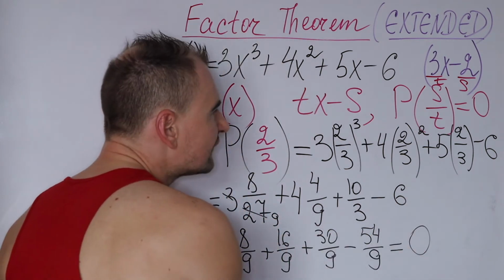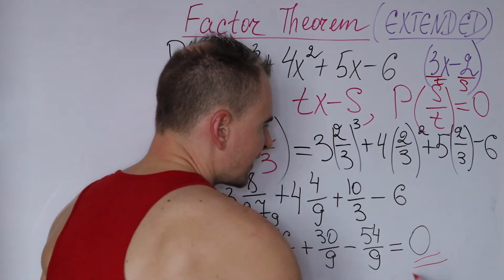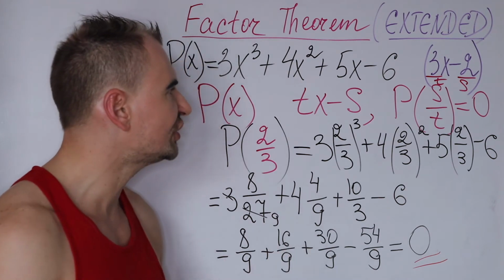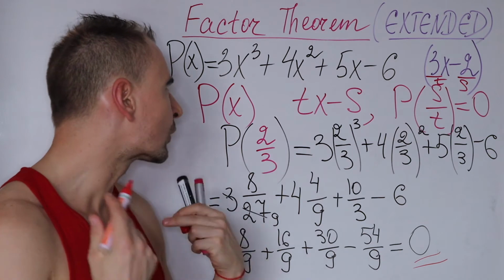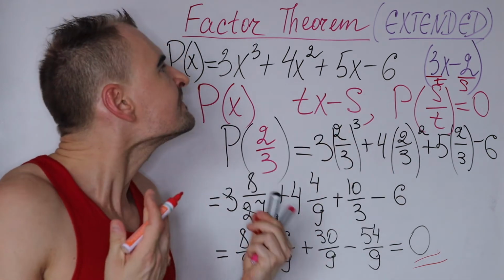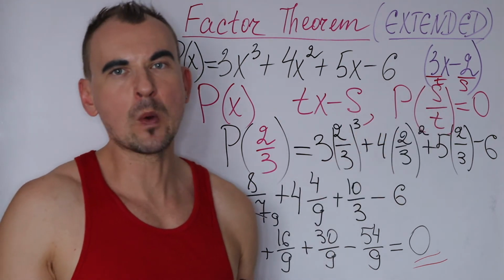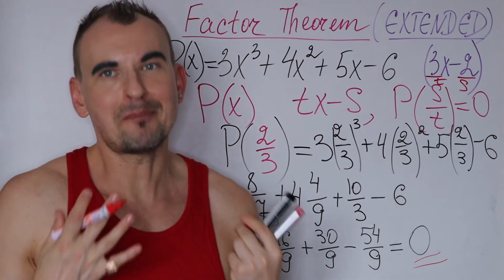So it verifies, and the implication is that 2 over 3 is going to be the root of this polynomial, or in other words, 3x minus 2, this linear polynomial, is a factor of this given polynomial.